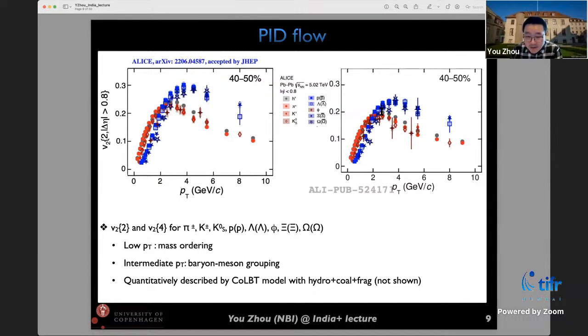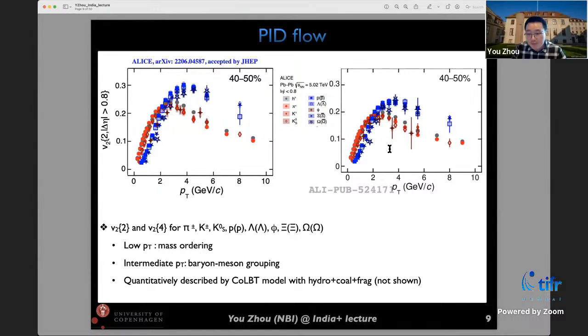So what we can see here is that if you look at PT below 3 GeV, there's a clear mass dependence, which means for the pion, which has the smallest mass, its V2 is the largest. And then when you go to kaon, proton, lambda, and up to omega, as the mass increases, the V2 decreases in the same PT region. And this has, in fact, been observed before with the 2 particle or the event plane method. And now we can confirm it with the 4 particle cumulant.